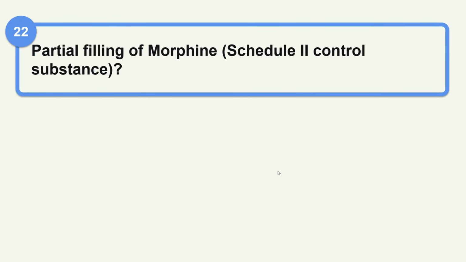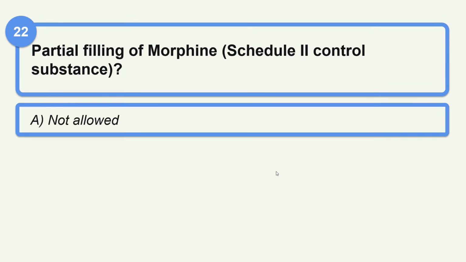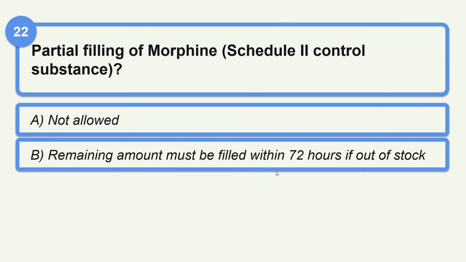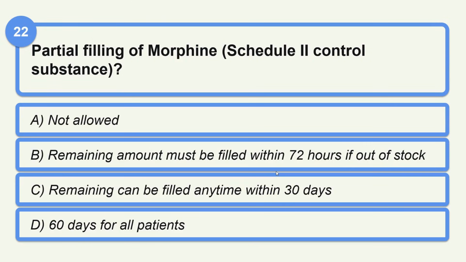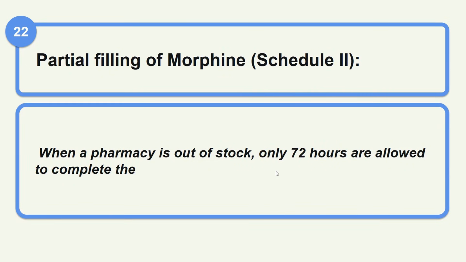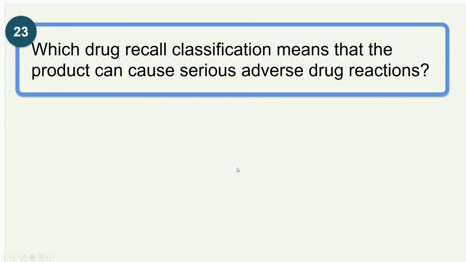Partial filling of morphine, a Schedule 2 substance: not allowed. Remaining amount must be filled within 72 hours if out of stock. Remaining can be filled anytime within 30 days. 60 days for all patients. The correct answer is the remaining amount must be filled within 72 hours if out of stock. When the pharmacy is out of stock, only within 3 days is allowed to complete the remaining partial fill of the prescription.